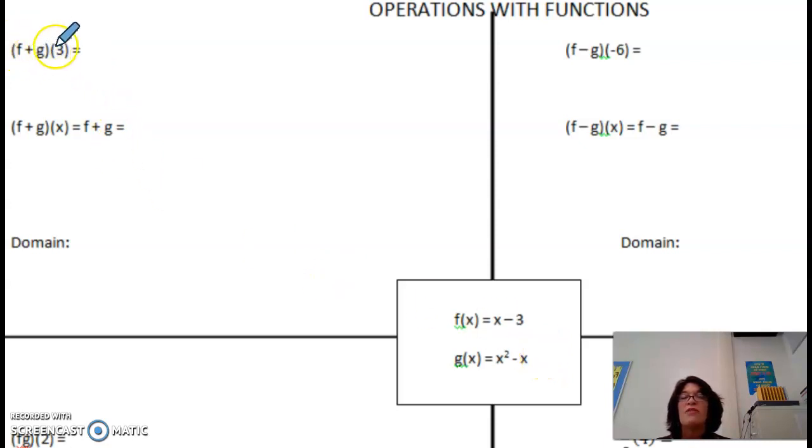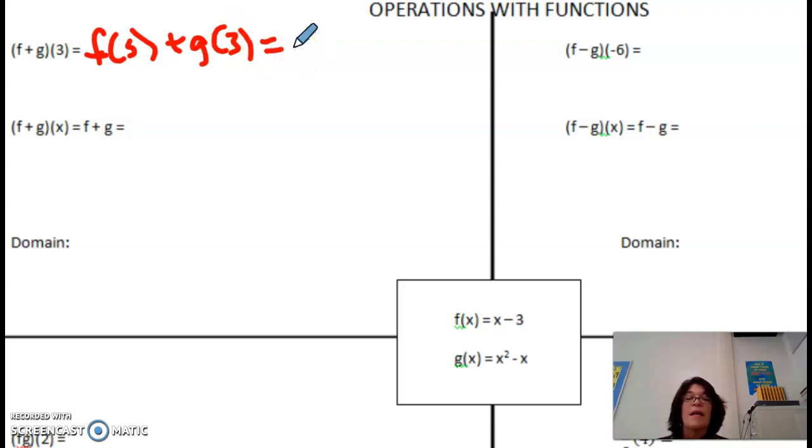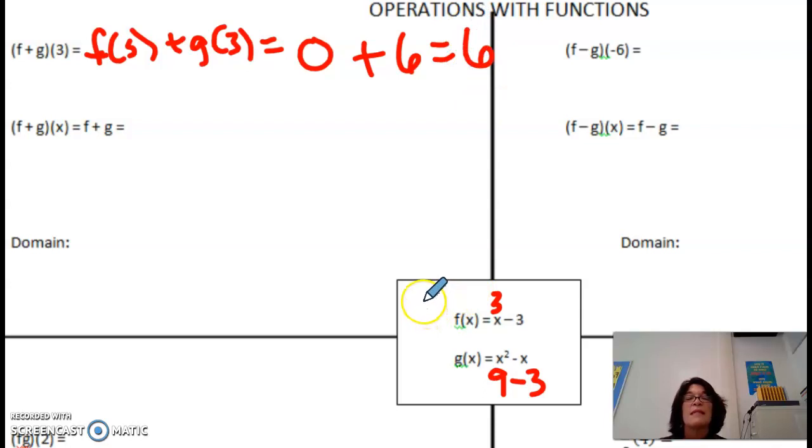So when I say f plus g of 3, looks kind of funny written that way, it really just means f of 3 plus g of 3, okay? I can just take f of 3 plus g of 3, which is, let's see, f of 3: 3 minus 3 is 0. g of 3: 3 squared is 9, minus 3 is 6. So I get 0 plus 6 is 6. That's if there's a number, 3. That's just what you do. I'll take f of 3 plus g of 3.